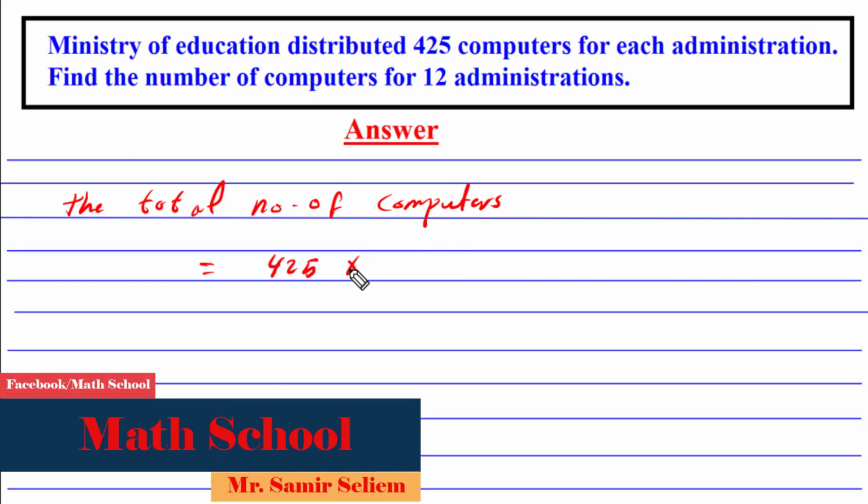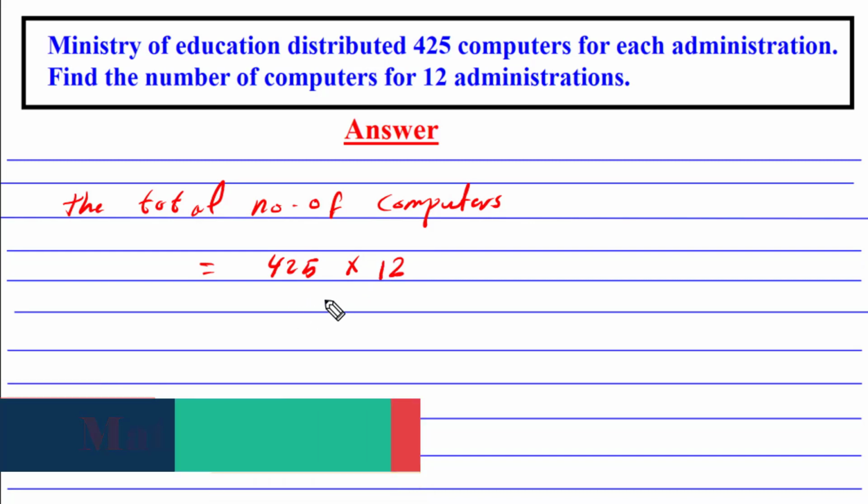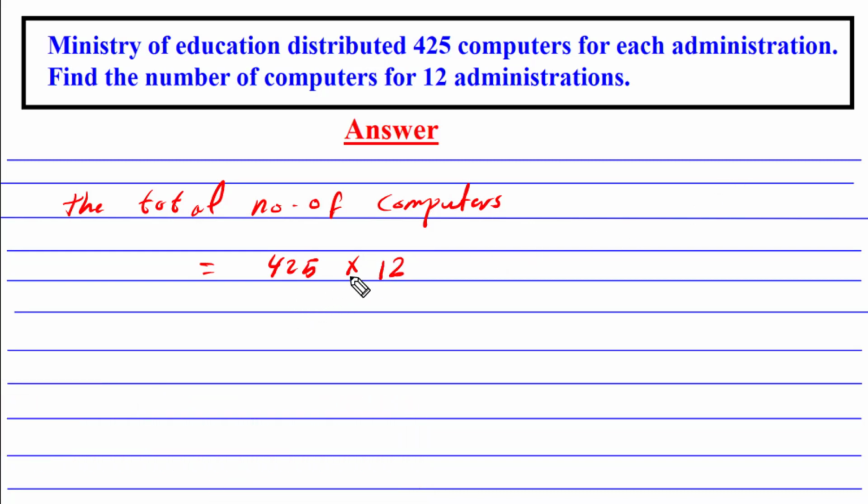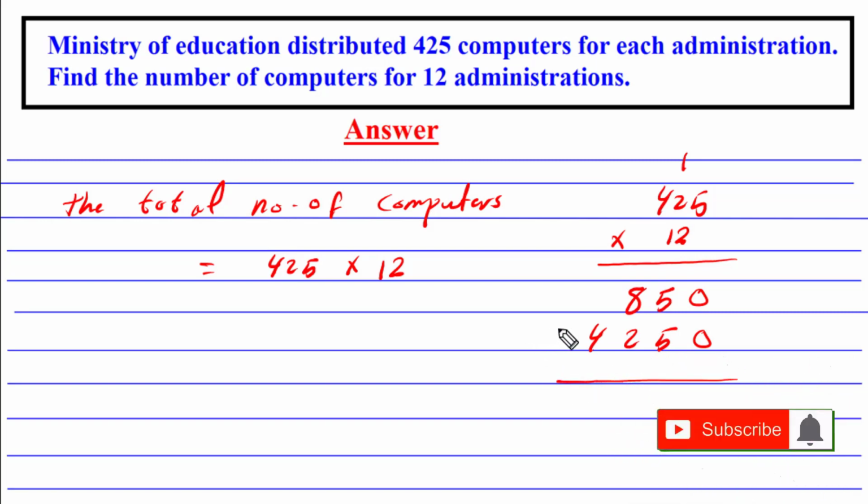425 by 12. We studied before how we can multiply by a two-digit number. We have here 425 times 12. Start with the units place. 2 times 5 equals 10, write 0 and keep 1. 2 times 2 equals 4, 4 plus 1 equals 5. 2 times 4 equals 8. Before going to the tens place, we will hold units by 0. 1 times 425, it will be 425.